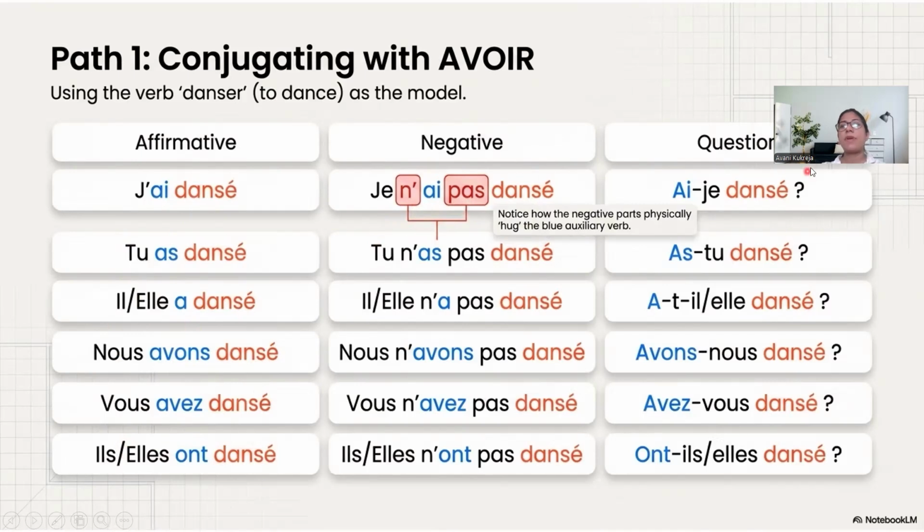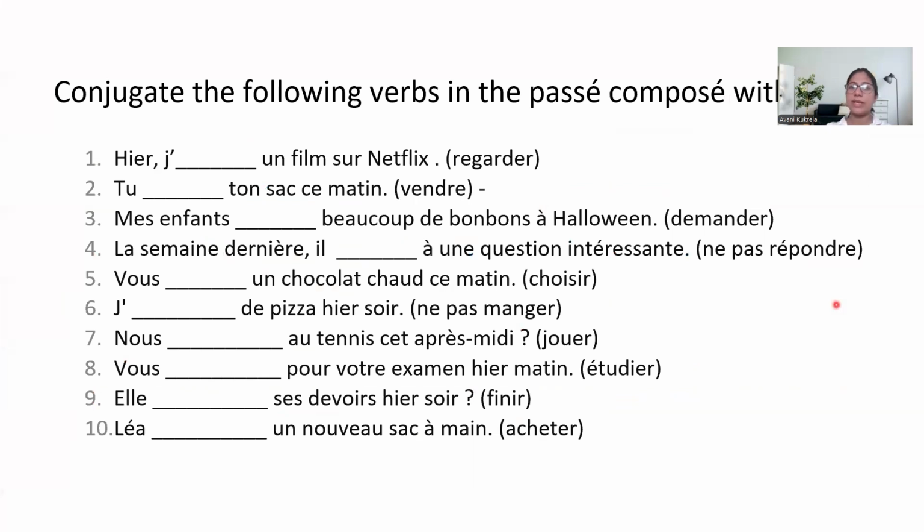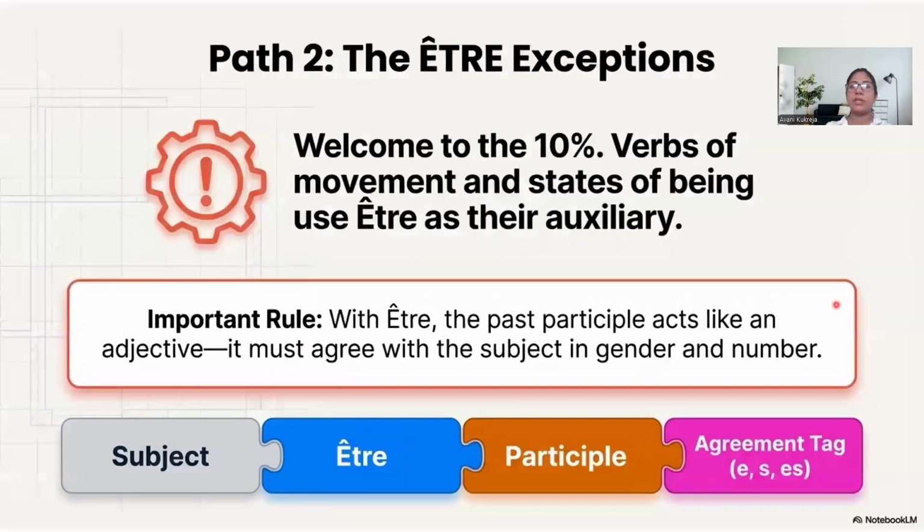If we have to make an interrogative question, we just invert the subject and the auxiliary verb. So, ai-je dansé? As-tu dansé? A-t-elle dansé? Avons-nous dansé? Avez-vous dansé? Ont-ils dansé? This is how we conjugate with verb avoir. Now, this is the exercise we tried yesterday. Now let's come to être.